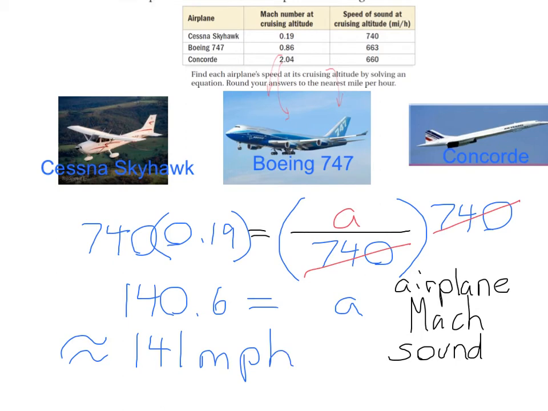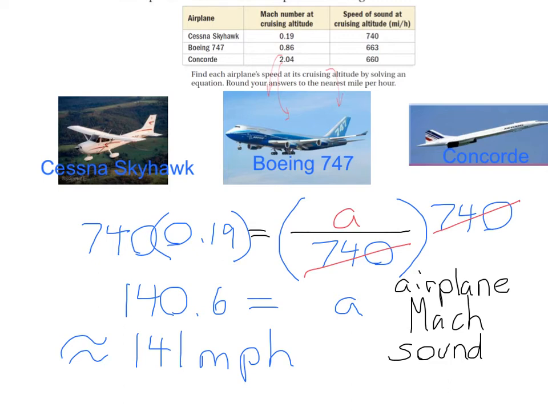Thus, we have found the speed of a Cessna Skyhawk with the given information. We know it goes 141 miles per hour. Now, that is very fast, of course. As you know, when you're in your car, you're going to go between 20 miles per hour to anywhere to about, on the highway, 60 or even 70 miles per hour. So 141 miles per hour is very fast.